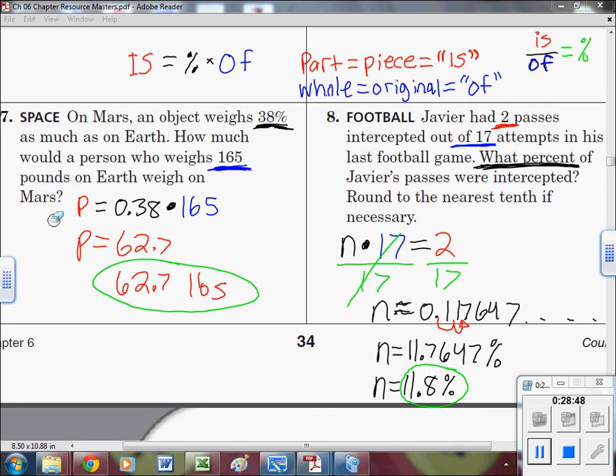So in number 7 here, we solve for the is number. We solve for the portion, the part number, the piece. And in number 8, we solve for the percentage. We knew the portion, we knew the whole. We just had to solve for the percentage. So take your time when you work through these. Use your reading skills and you'll be just fine.